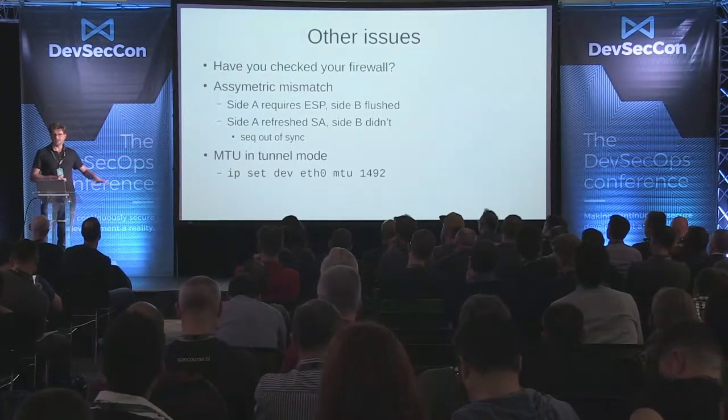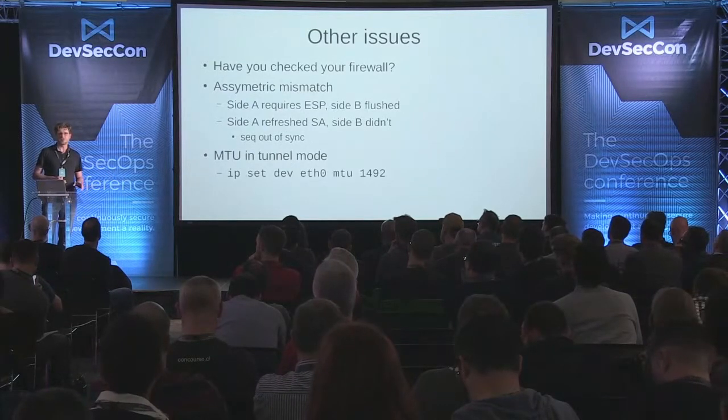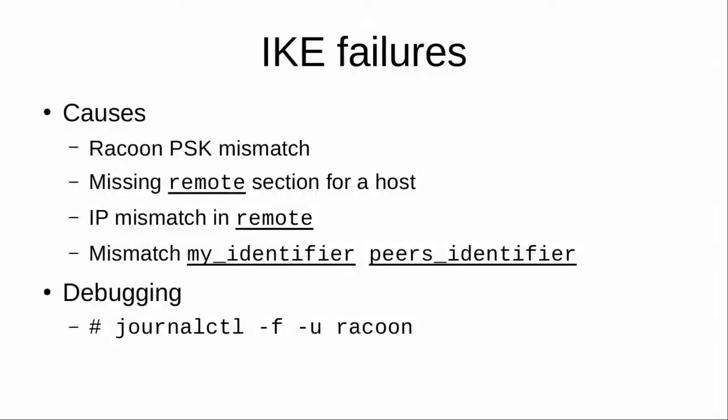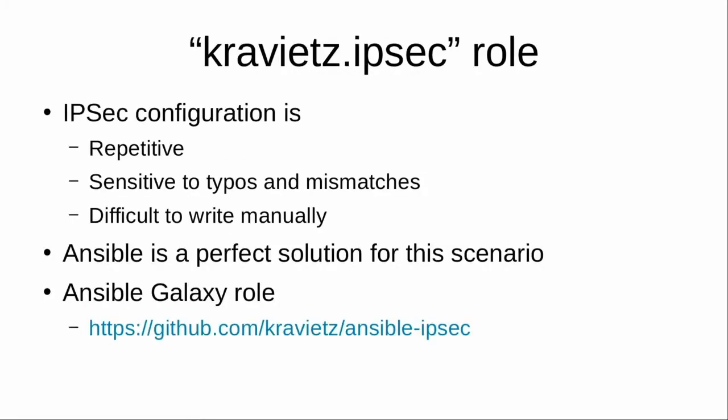But again, all these things are very rare. You can also have some issues with Raccoon, but again, as I mentioned before, these problems are not really that common. I spent a lot of time debugging them because I was writing this Ansible role for IPSec, and because this IPSec configuration is repetitive. It's not a problem with IPSec. It's just how the whole process works.